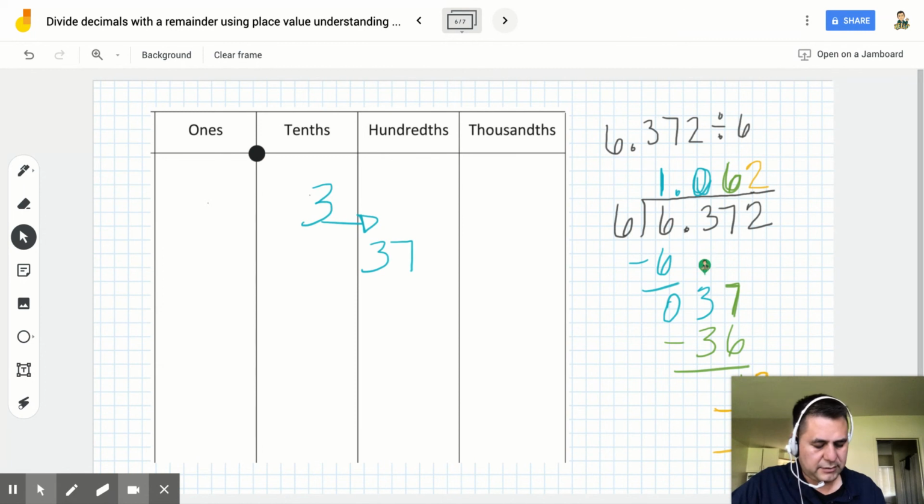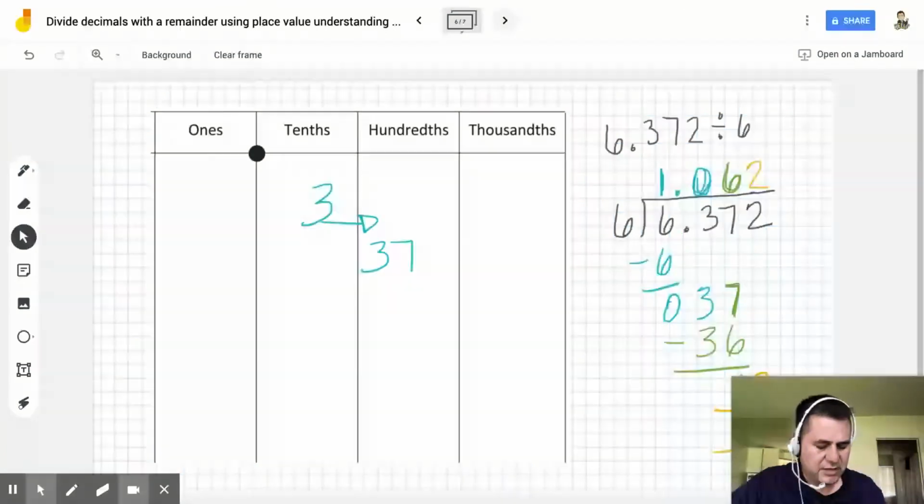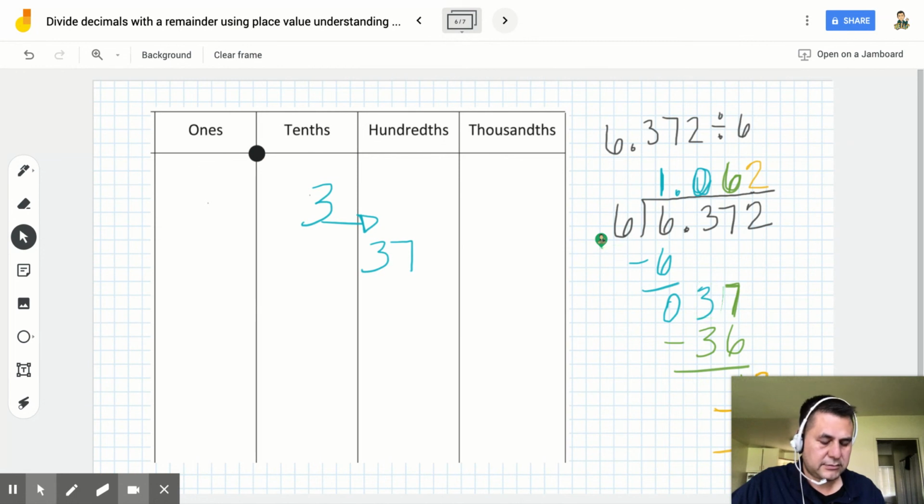Now notice the trick on this problem lies right here. After we used up all these units here, we had 3 tenths, but 3 tenths cannot be divided equally by 6. So we take those 3 tenths and move on over to the next place value, which would give us now 37 hundredths. And then from there, you do the same thing. I hope this helps. Thank you, students and parents.